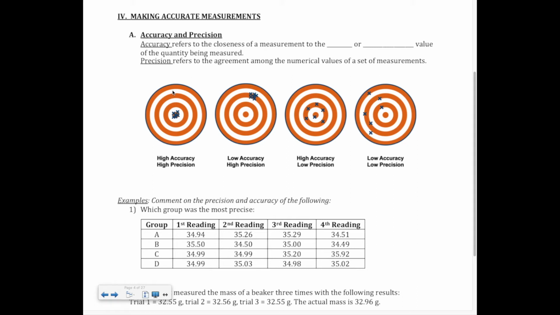Accuracy and precision are the same thing, right? Absolutely not. They are two different words, and so we need to separate them. Accuracy refers to the closeness of a measurement to the true value or accepted value. Same thing, or I might even call it the literature value. Now, precision refers to the agreement among the numerical values of a set of measurements.